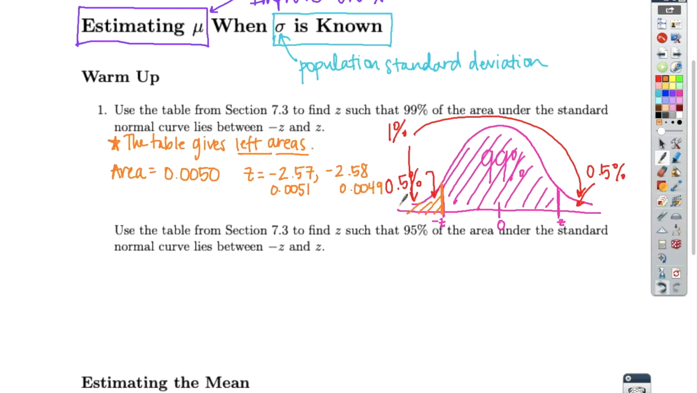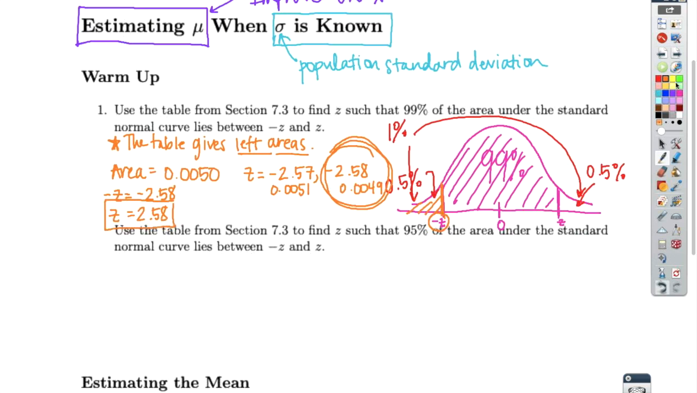0.0049. Now, I'll come back to this later, but we want to be as conservative as possible on these, so I'm going to choose the smaller value. This is just our convention on this one. So I'm going to say that negative 2.58 is our closest value to that 0.5% area. Now again, remember that's negative z. So basically what I'm saying here is negative z equals negative 2.58. Well, if negative z equals negative 2.58, then of course z equals 2.58. So there's one way to do it.